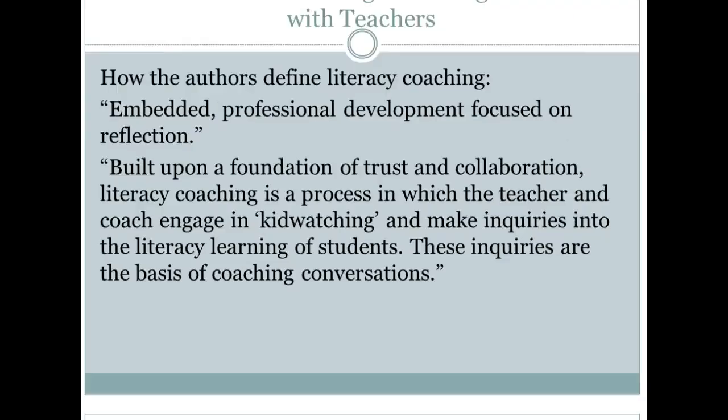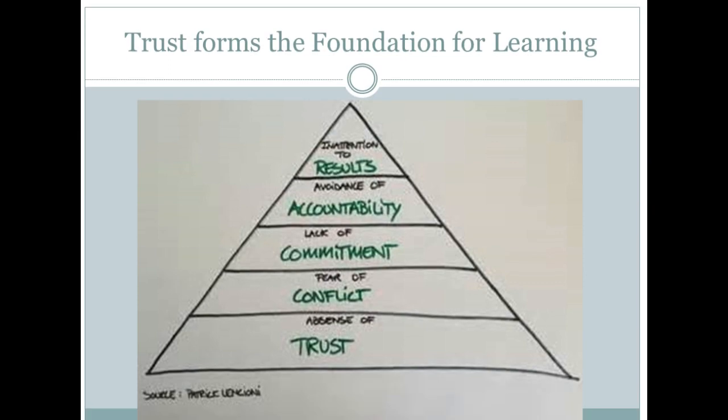Notice the emphasis on a foundation of trust and collaboration. I love Patrick Lencioni and his model of the 5 Dysfunctions of a Team. I definitely do a review of this with our staff every year in August, and we constantly talk about it. Ignore the spelling error there.